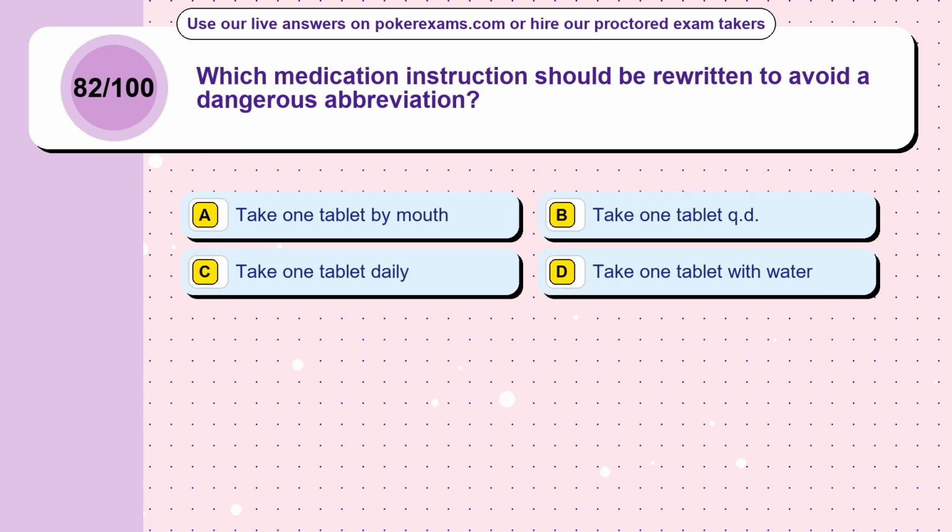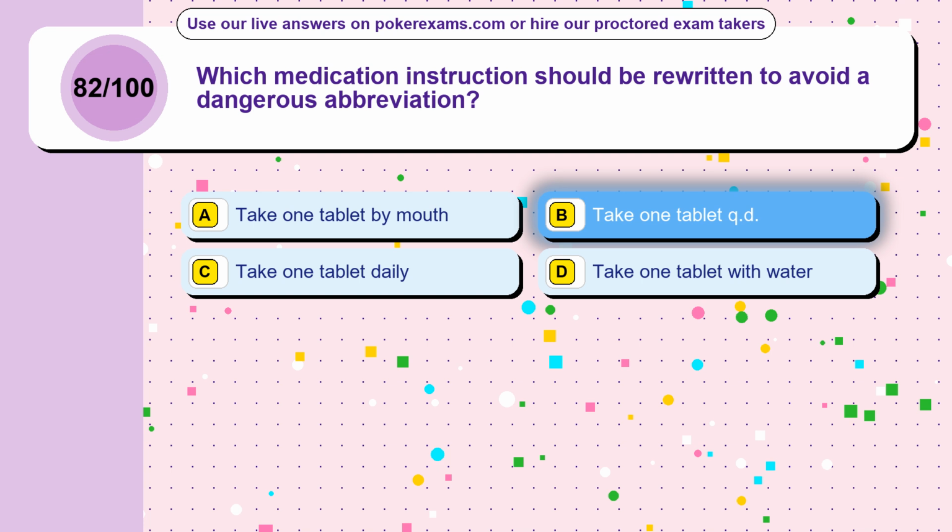Question 82. Which medication instruction should be rewritten to avoid a dangerous abbreviation? Option A, take 1 tablet by mouth. Option B, take 1 tablet QD. Option C, take 1 tablet daily. Option D, take 1 tablet with water. The correct answer is option B, take 1 tablet QD.